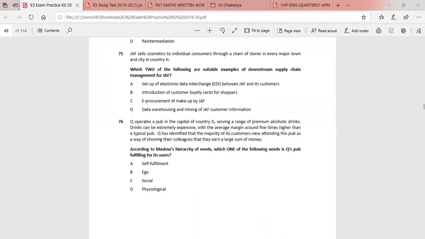Okay, A is an option, but for the more suitable one, I don't agree with A. We'll discuss why it is not A. So if we put A aside, what else can we do? I will also tell you why we are not considering A. The list of technologies used for downstream also includes EDI. There is no doubt about it. But the question is more talking about suitable examples.